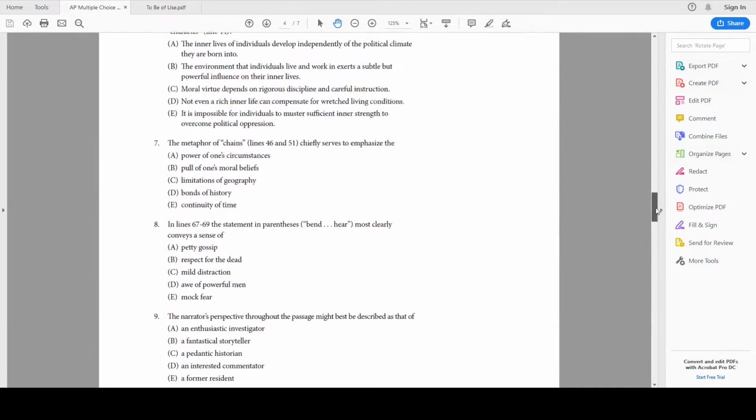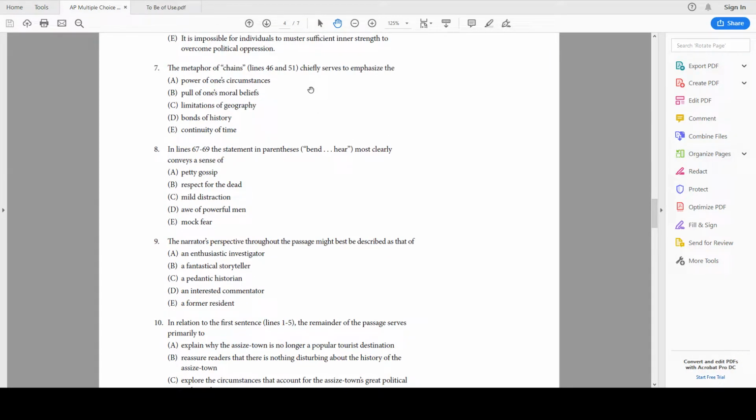Okay, so in this case, before I even look at these answers, just by reading the passage, I know chains are daily life. So let's see. Chiefly serves to emphasize the power of one's circumstances. Look at that. Daily life, social particulars. A is looking pretty darn good. B, pull of one's moral beliefs. Nope, I read the passage. I know that's not true. Limitations of geography. Gosh, that's nowhere in the passage.